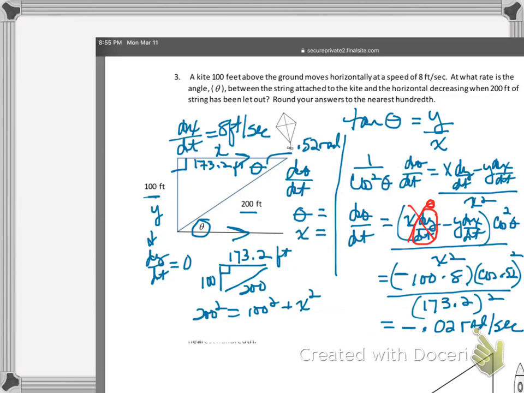And there you have the third problem. I'm going to circle that in red. This is d theta dt, and there is our answer. Okay, let's move on to the fourth and last problem.